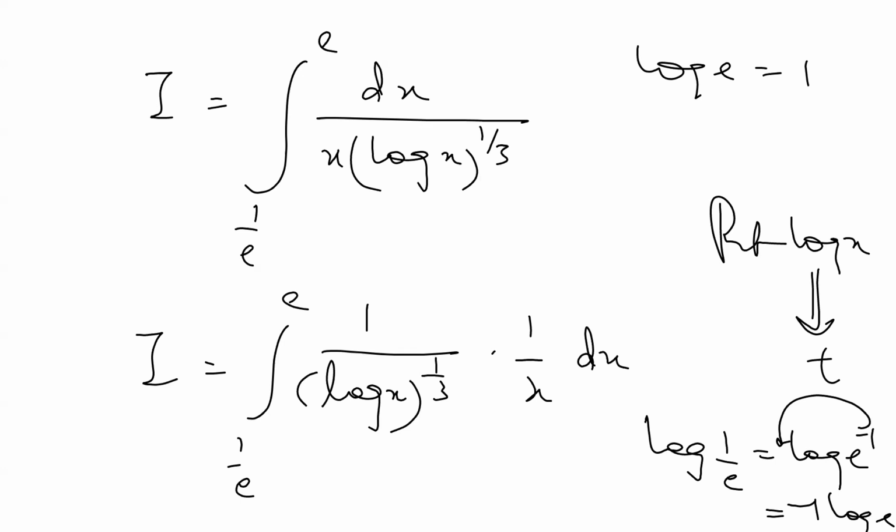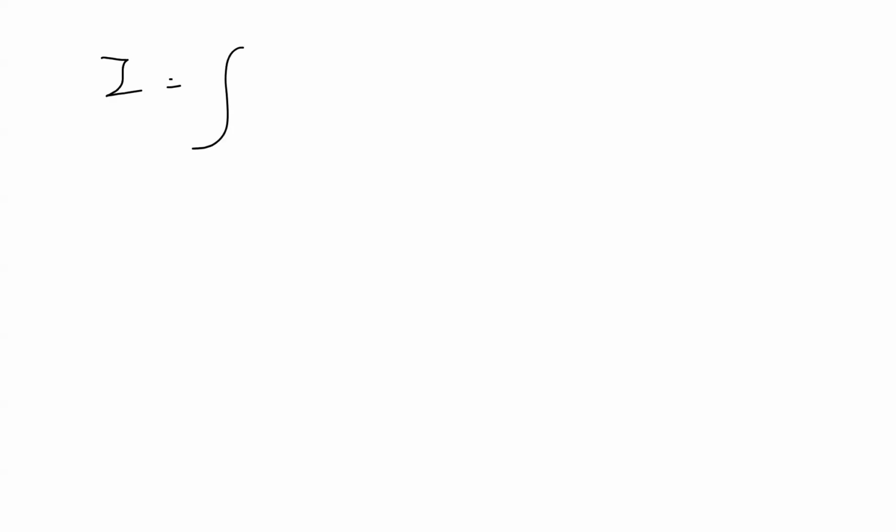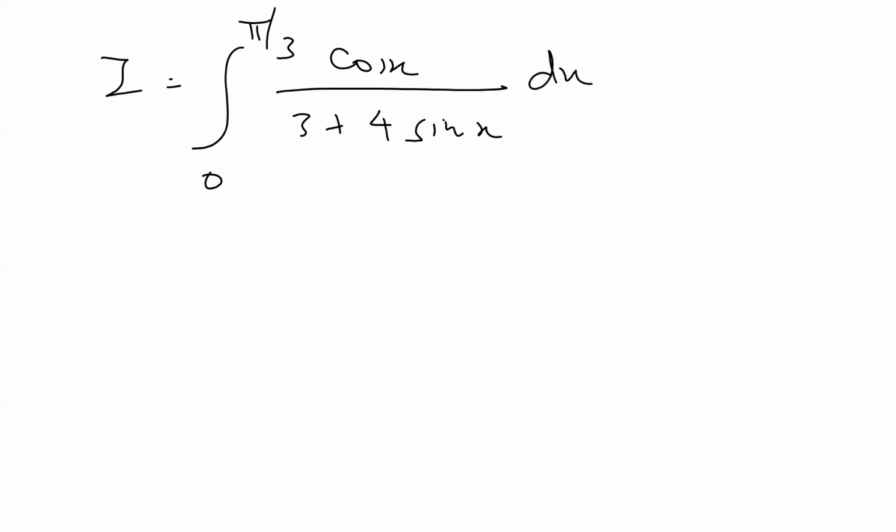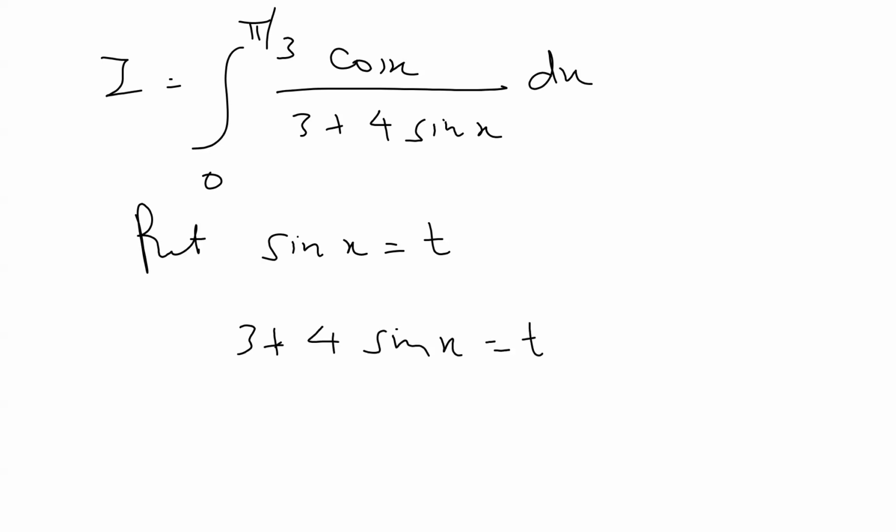Next one, 0 to pi by 3 of cos x over 3 plus 4 sin x dx. Put sin x is equal to t, or you can also put 3 plus 4 sin x is equal to t. Any of the options. You can put any of the options over here, but then change the limits also.